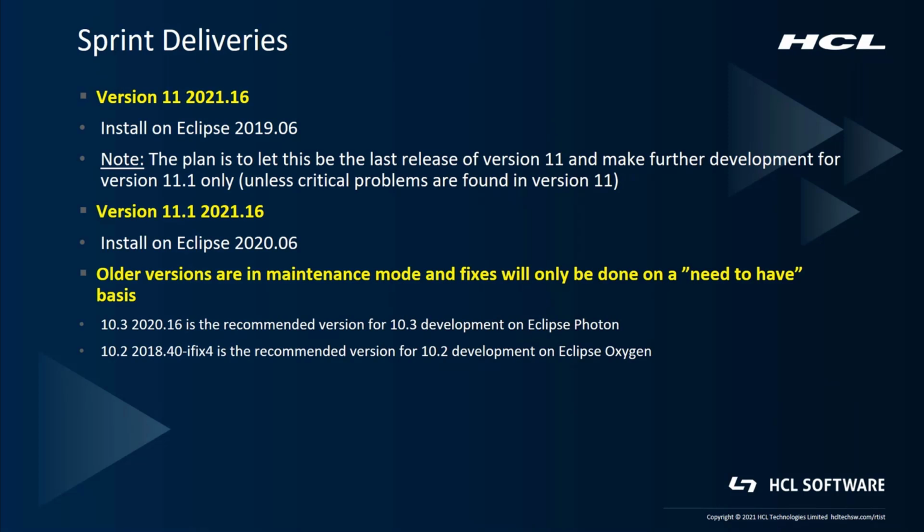And the delivery from this sprint is a new version of HCL 11 to be run on Eclipse 2019-06. Currently we plan this to be the last release of the 11 release train, and we will now focus all efforts on 11.1. But of course, if you find any critical issues on 11, we will make an update for you. So just let us know in that case. For 11.1, you should use Eclipse 2020-06, and we didn't do any changes in any older versions.